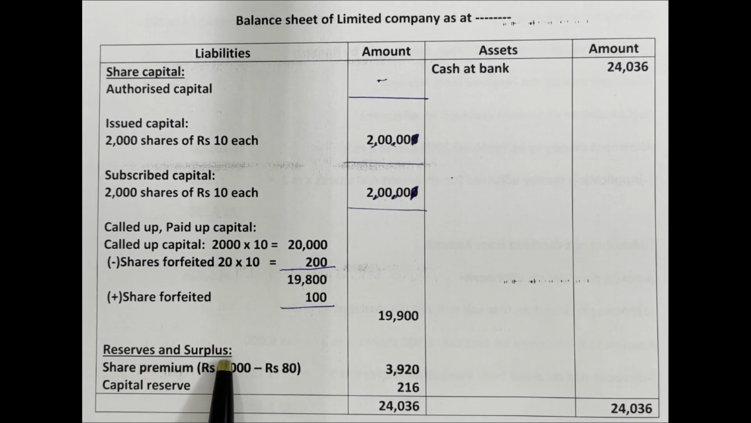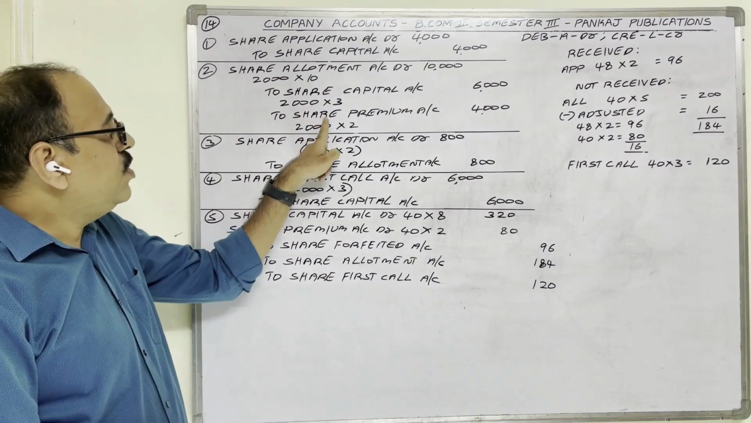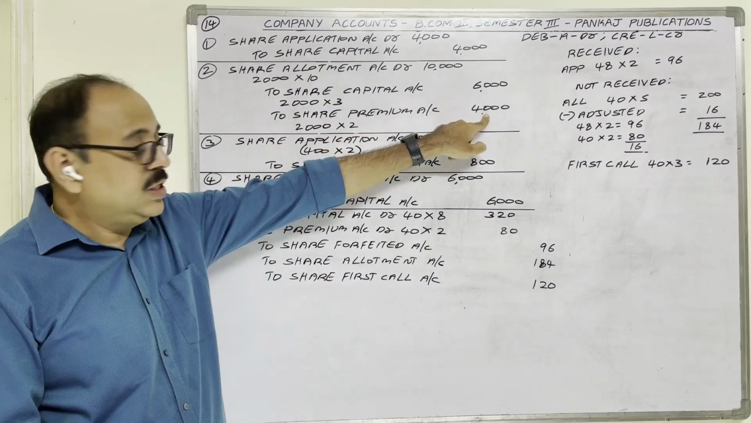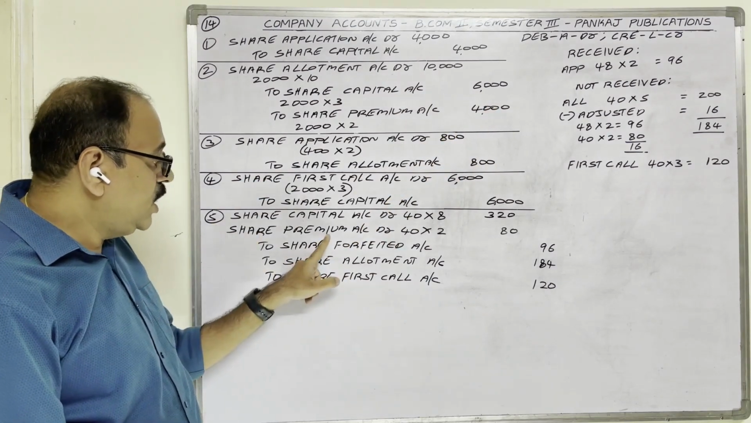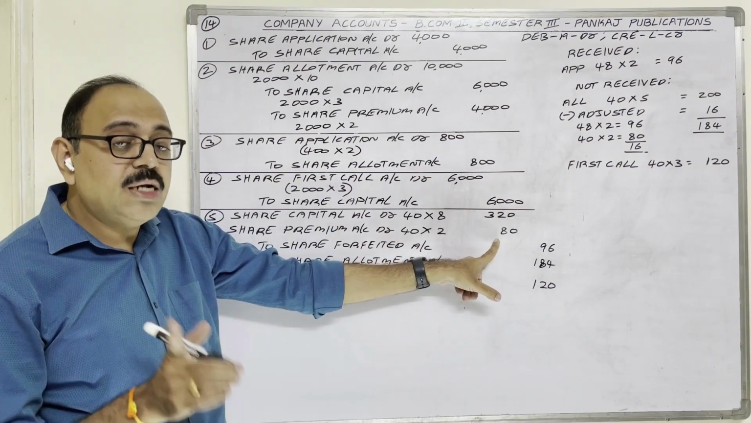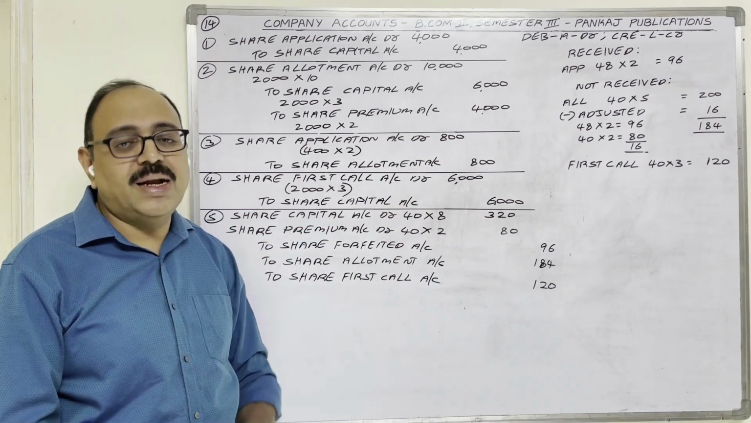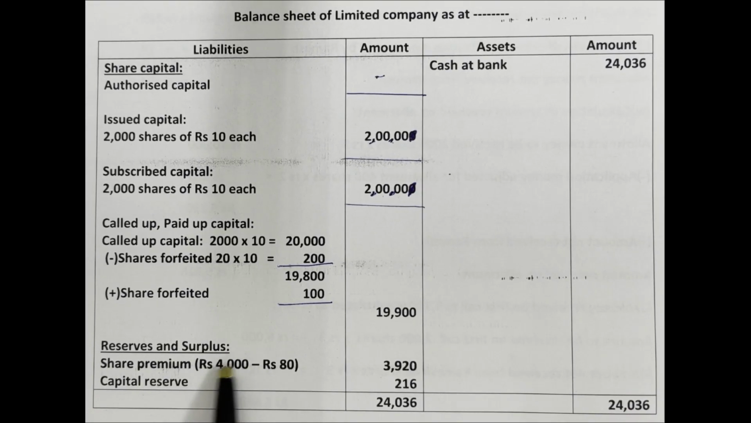Next, under the reserves and surplus heading, the credit balance in share premium account we have to show. How is this 3,920 coming? Let us see. Recollect the share premium related entries. In the second entry, we created share premium account with 4,000 rupees. In the fifth entry, we debited share premium account with 80 rupees. So 4,000 minus 80, the remaining credit balance in share premium account is 3,920 rupees. That amount we should write in the balance sheet. Next, capital reserve: the forfeited account credit balance related to forfeited shares we have transferred to capital reserve, 216 rupees. That amount also under reserves and surplus we have to show.